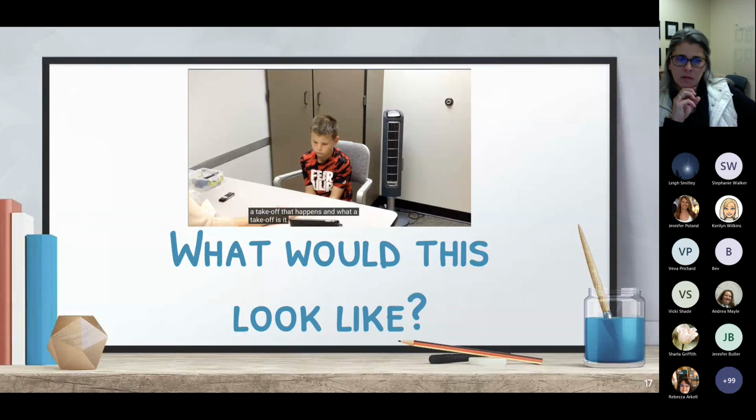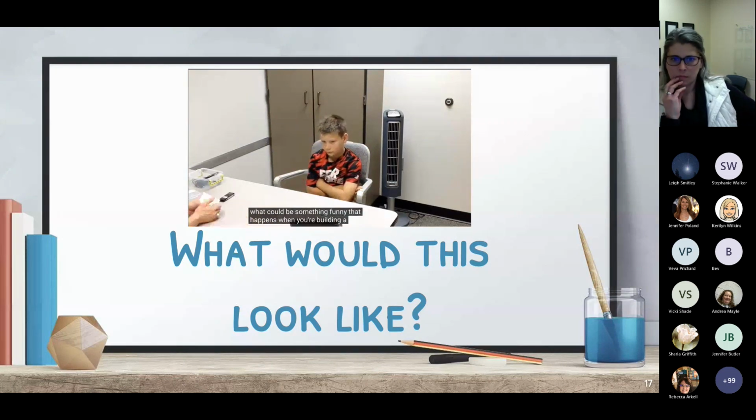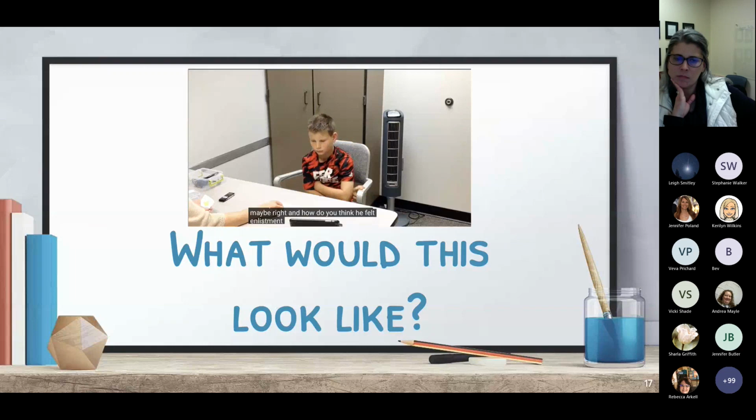And what a takeoff is, it can be something that's a problem, something that's funny, or something that's scary. Do you want his story to have something funny, a problem, or scary happen? Something funny. Okay, so what could be something funny that happens when you're building a snowman in the park? The snowball rolls into me. So the snow blew in his face, maybe, right? And how do you think he felt when the snow blew? He felt cold, and maybe he felt cold and sad, or maybe cold and mad. Which one do you think?